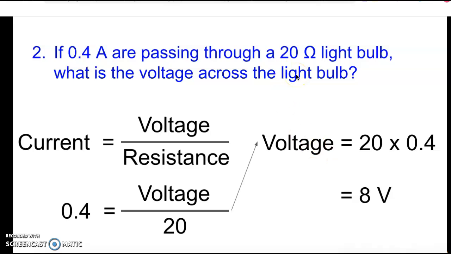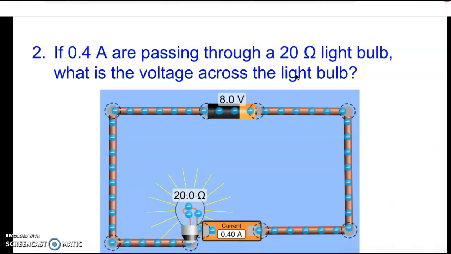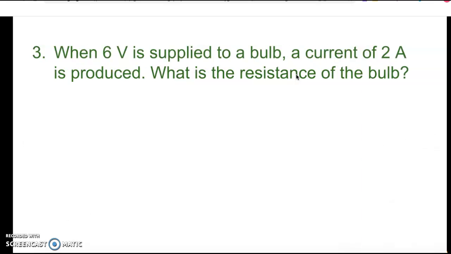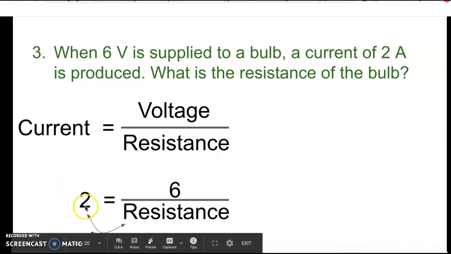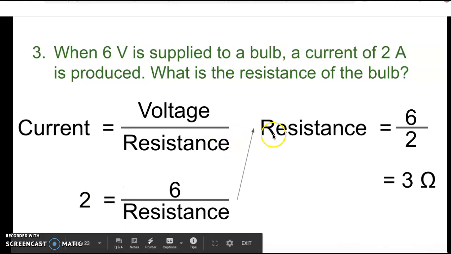There is a third problem, which I'm out of time for in this video actually, which is when a light bulb is supplied with 6 volts, you get a current of 2 amps. What's the resistance of the bulb? So really quickly, here's the formula. I've got 20 seconds. I have to find out the resistance. I plug in the current of 2 amps and the voltage of 6. So 6 divided by something has to equal 2. Well, the answer is 3 ohms.